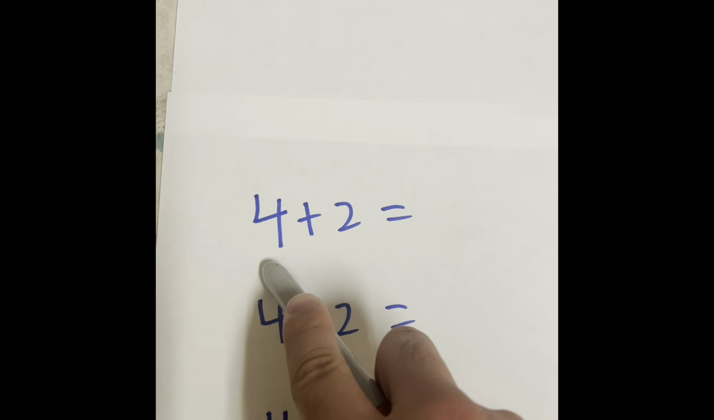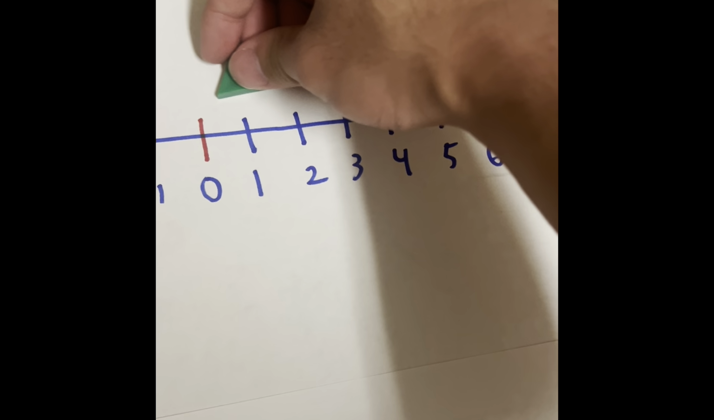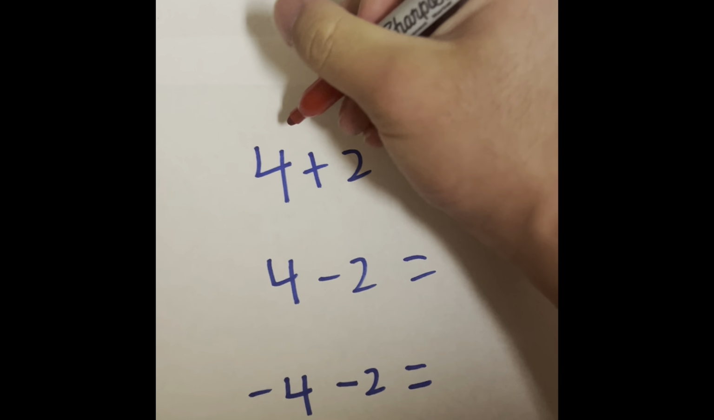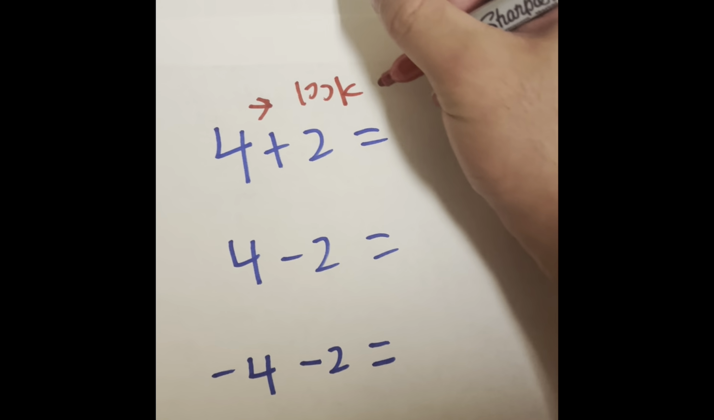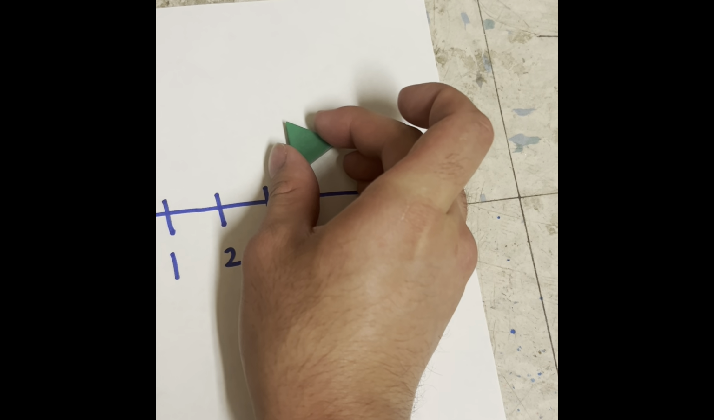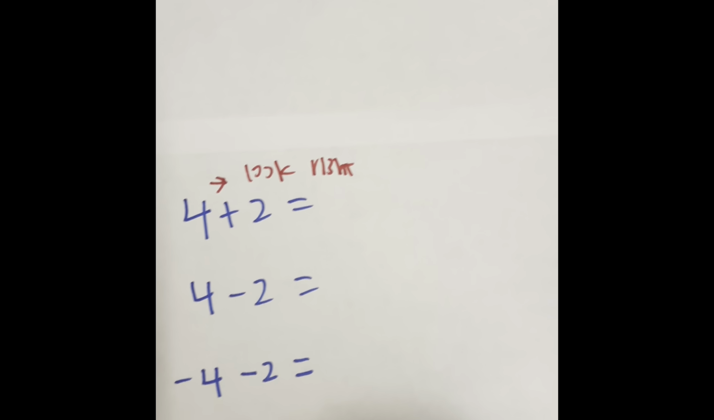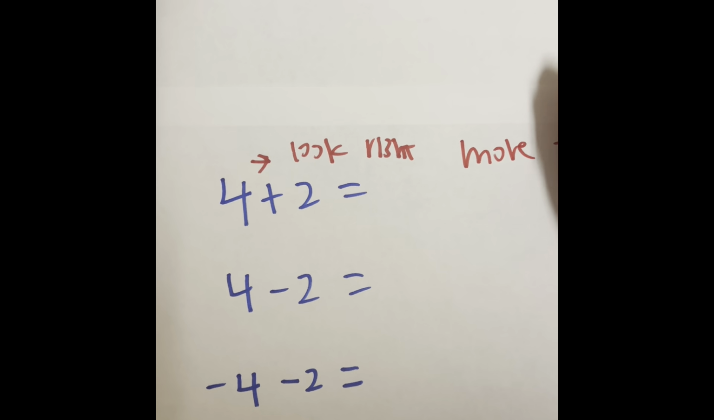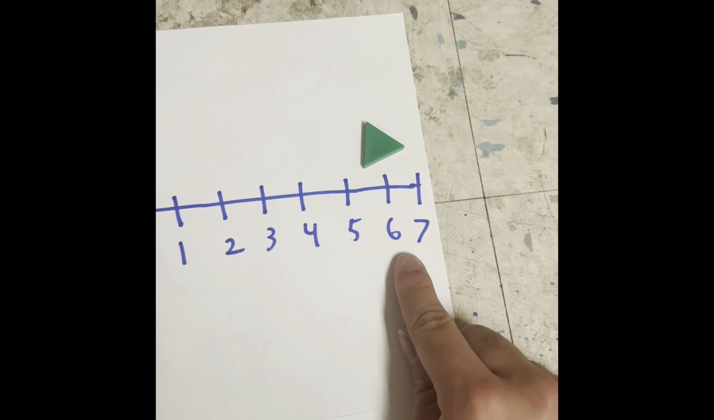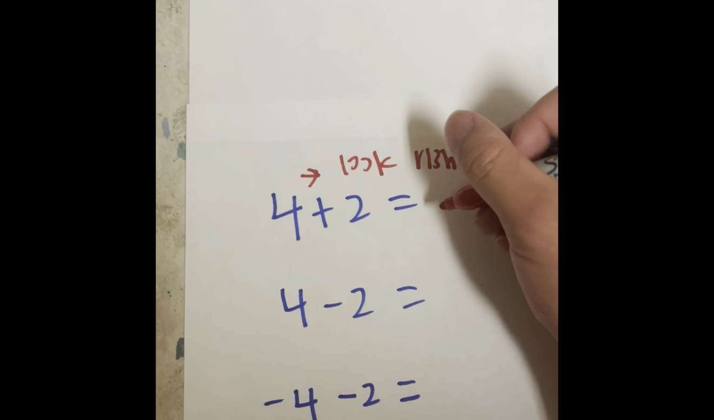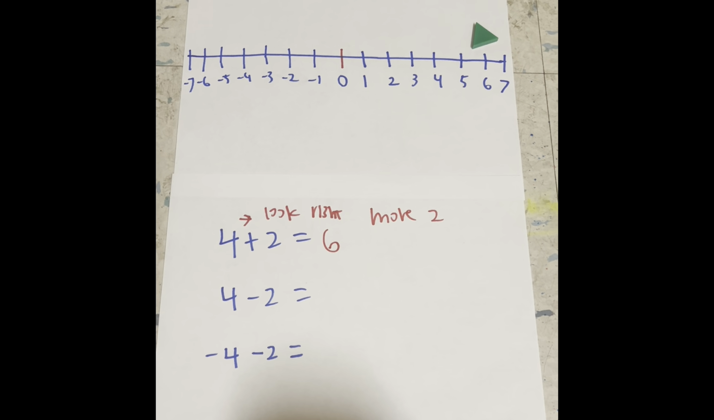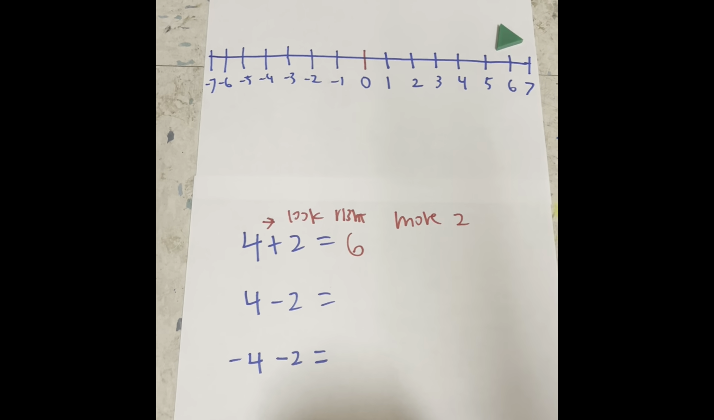4, so we have to move to 4. So we go 1, 2, 3, 4, and it tells us plus. That means it tells us to go to the right, so we're going to make the triangle turn to the right, so the point is going to the right. Then we have to move 2 units. So from 4, 1, 2. Now we are at 6. 4 plus 2 equals 6. So that is the easy way a student can visually show how to do integers.